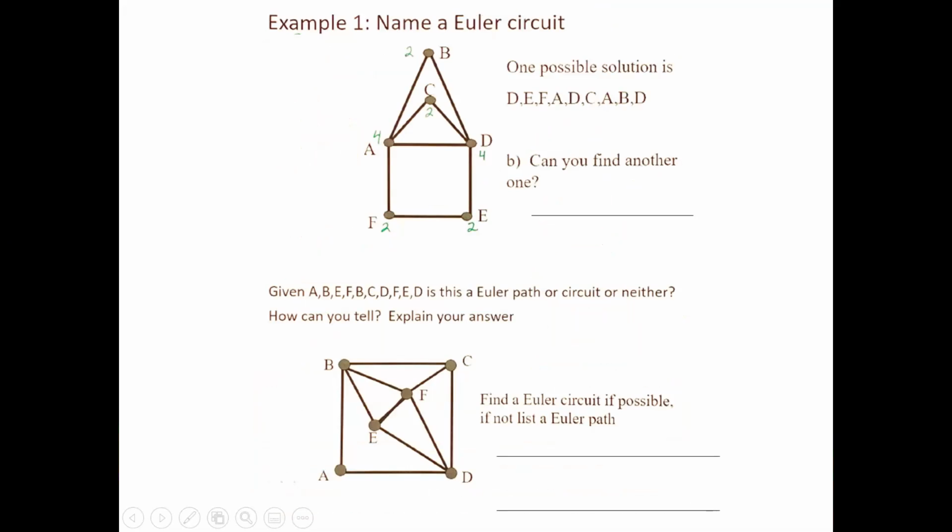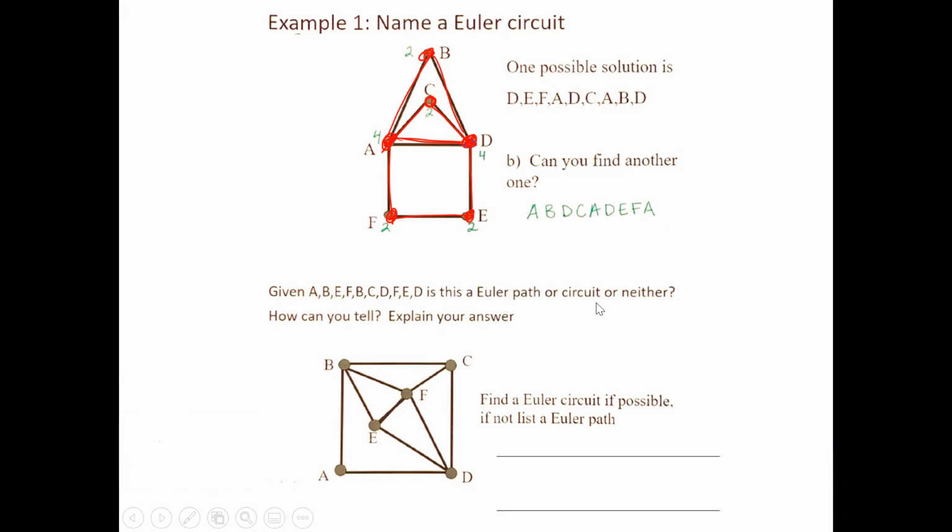All right, so let's take a look at this one. Name a Euler circuit. One possible solution is if I start with a D right here. Let's go ahead and start here. From D, I go to E, F, A, D, C, A, B, D. Go ahead and give me another one. This is another one that you can have.